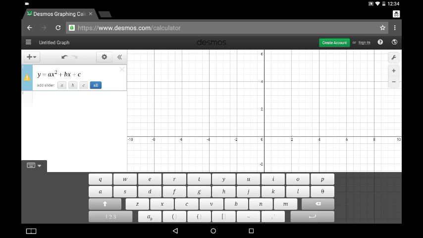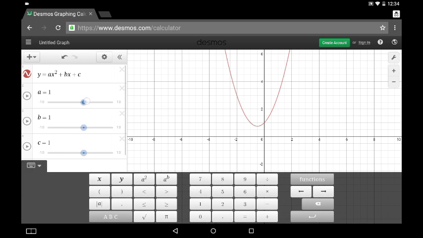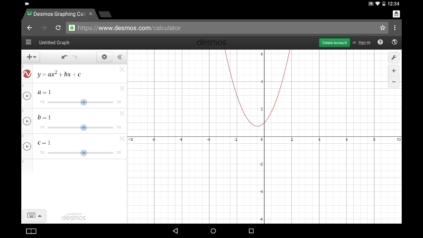Okay, so standard form is y equals ax squared plus bx plus c, and a cannot be 0. I'll show you what happens if a is 0. Right now we have a quadratic function here, and if we change a so that it equals 0, there we go. We get a straight line. It's no longer a quadratic. So a has to be some number.